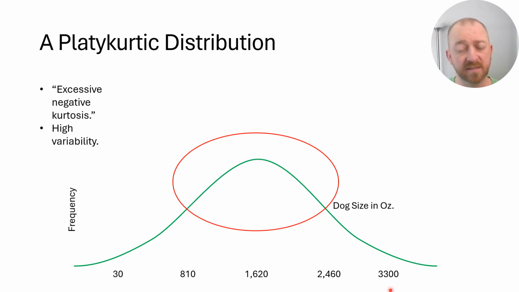Now, of course, what causes this is the opposite of a leptokurtic distribution. What we have is too much variability. In other words, whatever it is you observed in your variable is so different from each other on average that it's getting spread out. There's a lot of noise in the distribution.